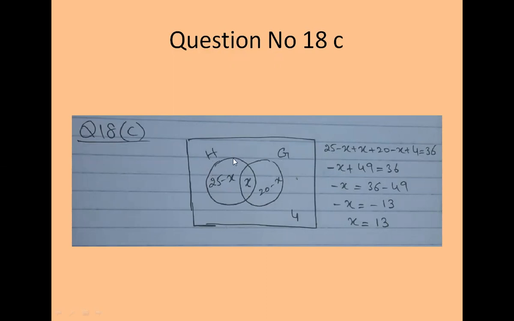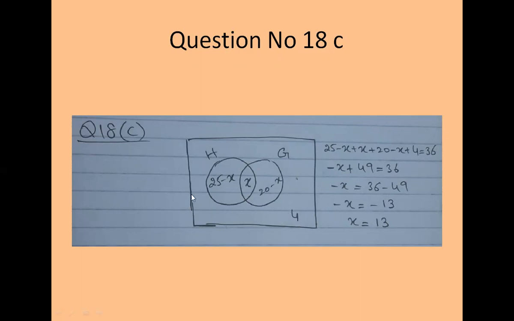The total people in history are 25. X is already in the overlap, so this portion will be 25 minus X. In geography, there are 20 people in total. X is already here, so this portion will be 20 minus X. And there are 4 people who study neither history nor geography, so I will write 4 here.